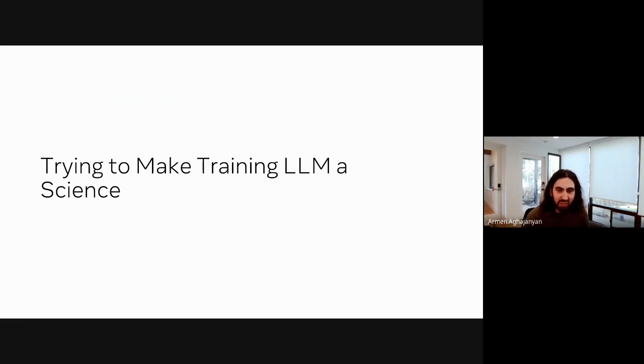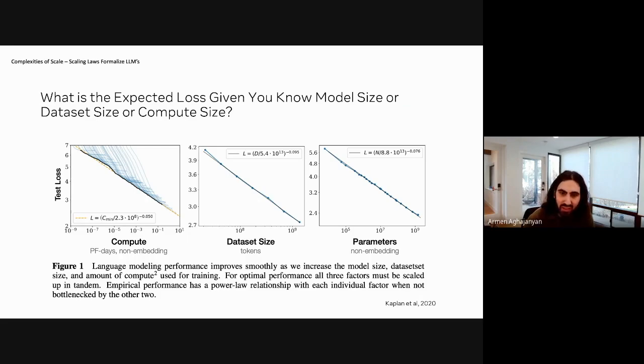And this gets to my next point, which is that the goal right now should be to try to make training large language models a science. And there's been a ton of good work, right? Starting with Kaplan's seminal paper, we start off by asking very fundamental questions. If you're going to debug how your language model is training, you need to be able to answer a fundamental question, which is: what is the expected loss that you think you will get if you know the model size, or the data set size, or the compute size? This was Kaplan's very first scaling law paper, where these questions were answered.